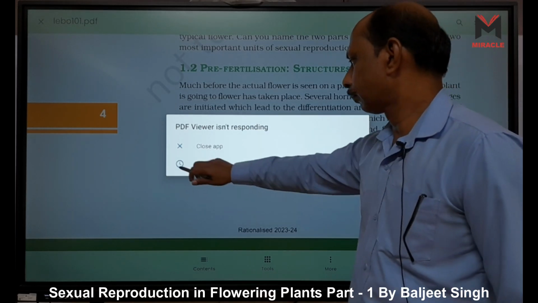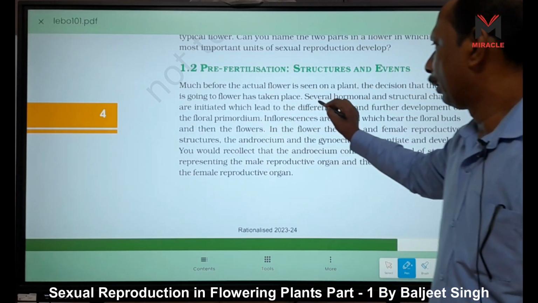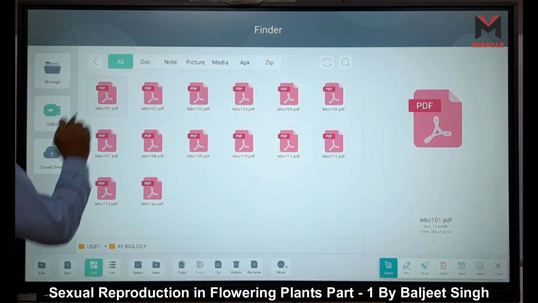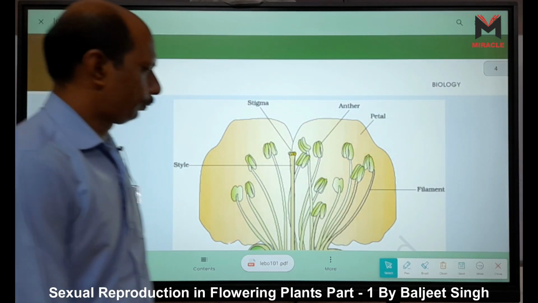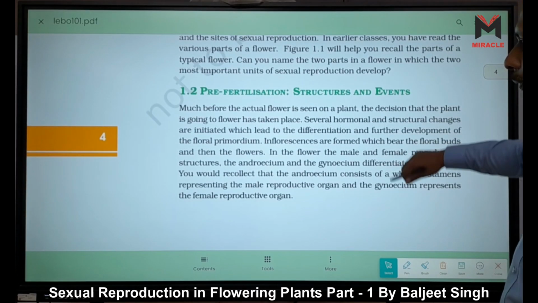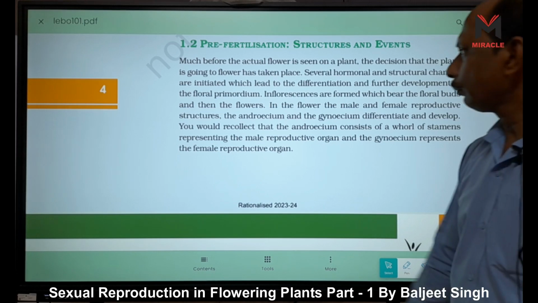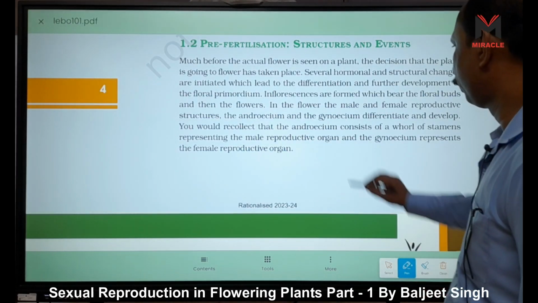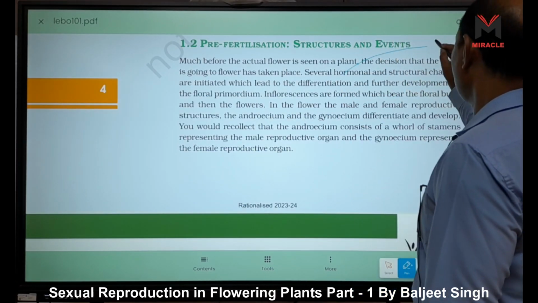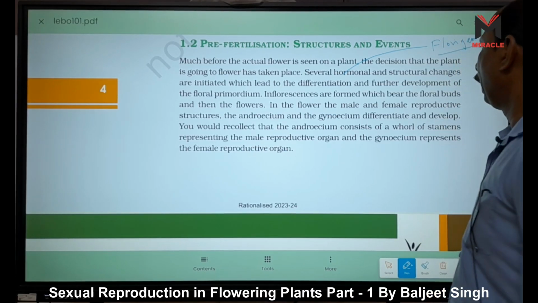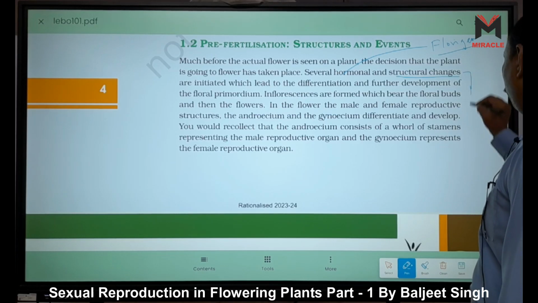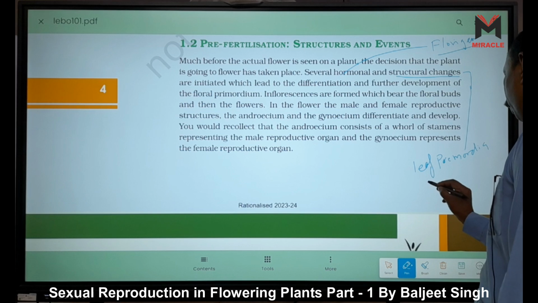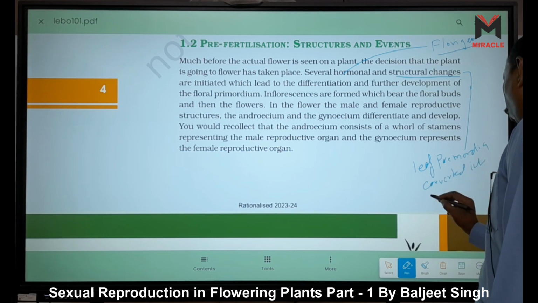Several hormones means which hormones? Florigens, right? And structural changes. Structural changes means what? Here leaf primordia is converted into floral primordia.